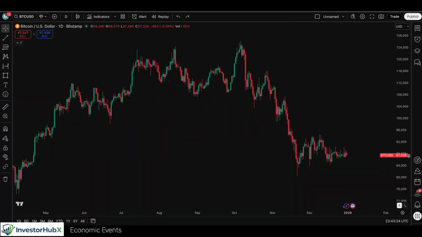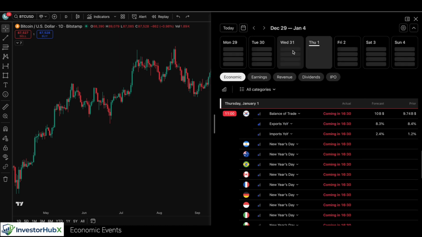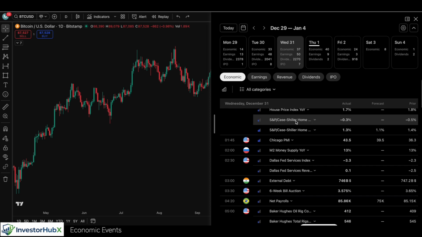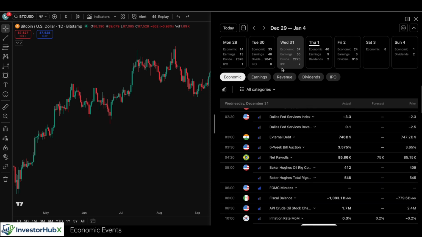Finally, let's look at economic events. TradingView includes an economic calendar that shows upcoming events such as interest rate decisions and inflation reports. These events can cause increased volatility, especially in currencies, indices, and crypto. Being aware of economic events helps you avoid surprises and better understand sudden price movements.